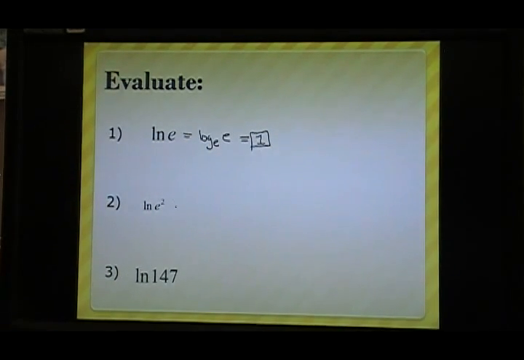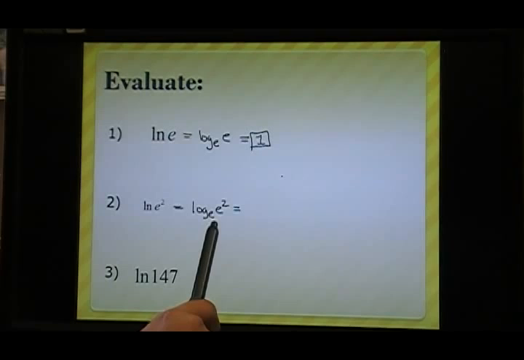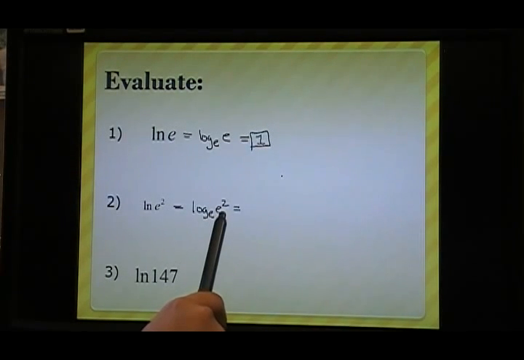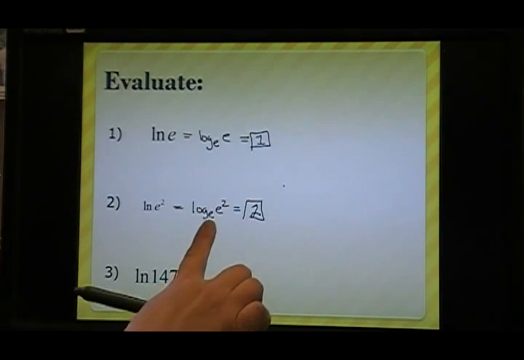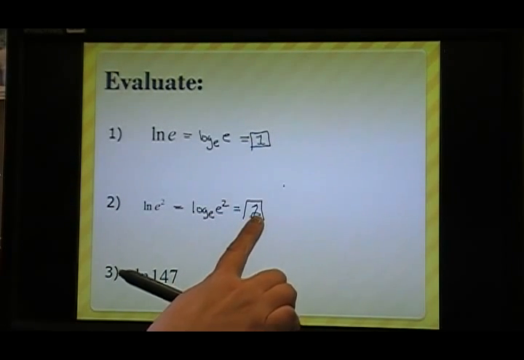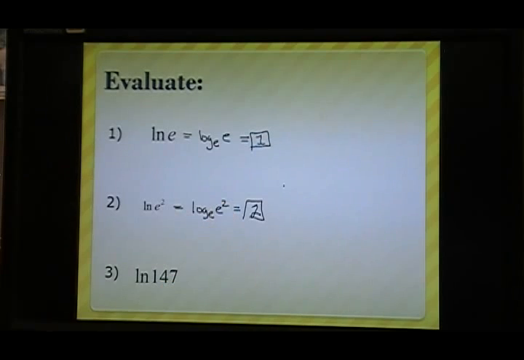Similarly, the natural log of E squared. Again, ln is shorthand for log base E. Our argument is E squared. So the question is, what do you have to raise E to get E squared? That is 2. You have to take E to the second power to get E to the second power.